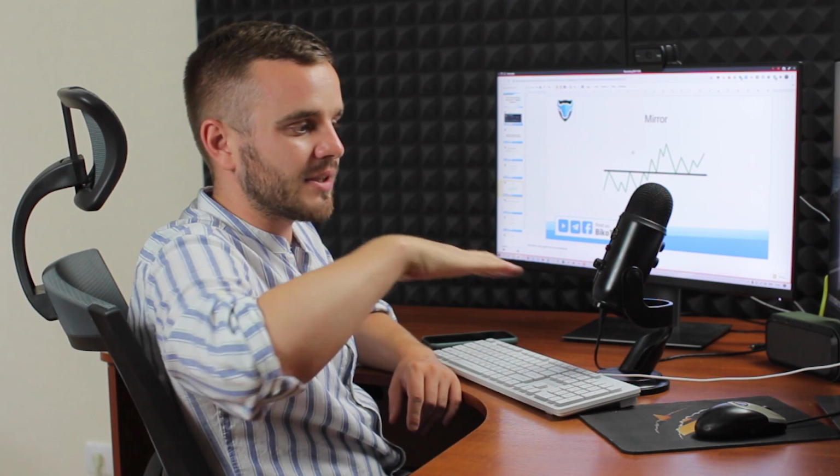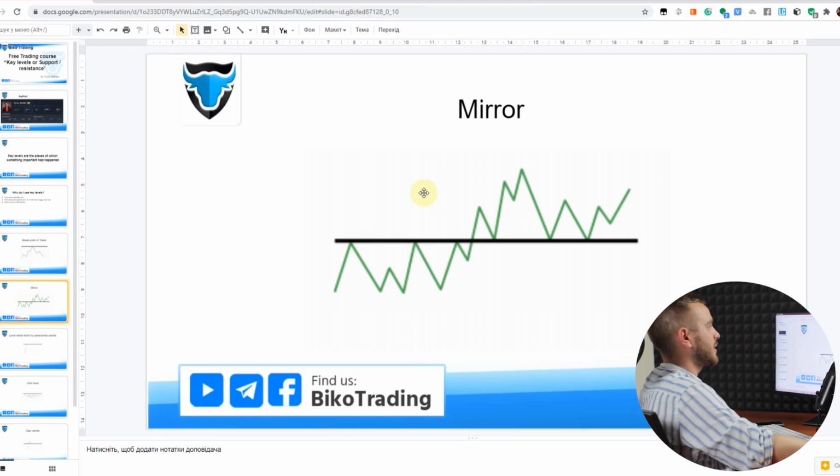The next type of powerful level, it's the mirror level. It is when support becomes resistance and resistance becomes a support.